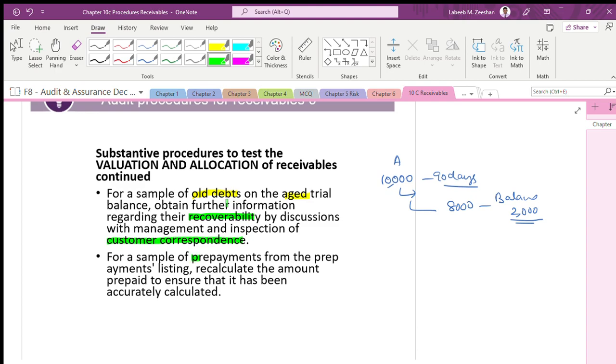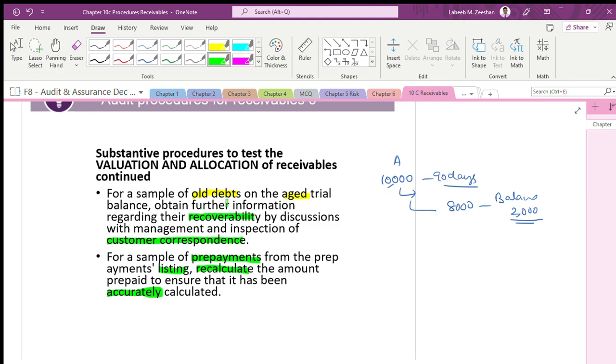Sometimes, for a sample of prepayments, it happens in both cases, whether it is delayed or prepaid. If it has been paid in advance, way before time, what do you have to do? Prepare the listing and recalculate, to check that it has been done accurately or not.